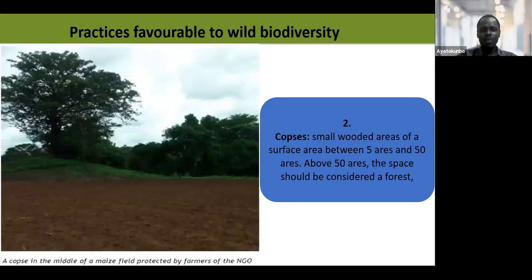So we also talk about copses, where we have small wooded areas of surface area between 5x and 50x. And we mentioned that once it is not much, it will not constitute a forest. It is when these copses are much that it becomes a forest, which we may not want to go with. So it's a natural place that you find in the bushes, and once you find it, you can make do with it. You don't have to destroy the natural environment.